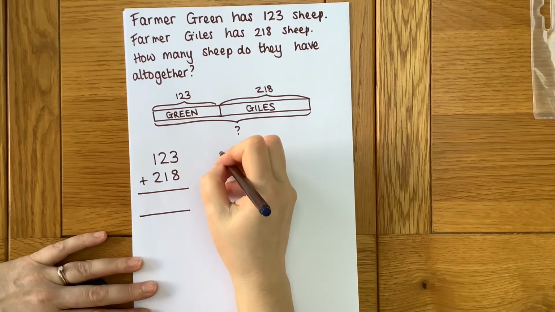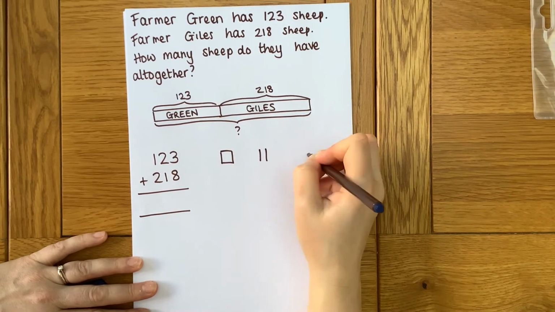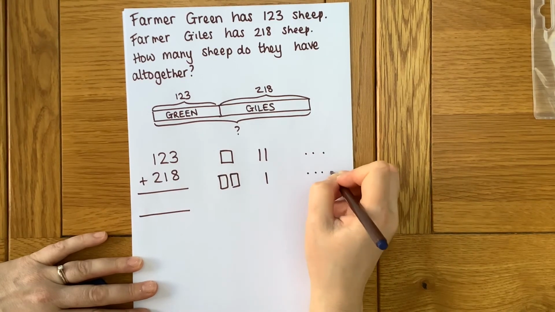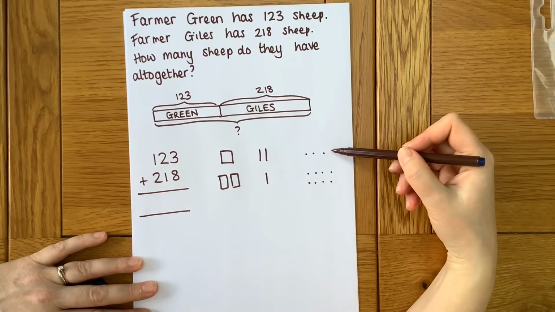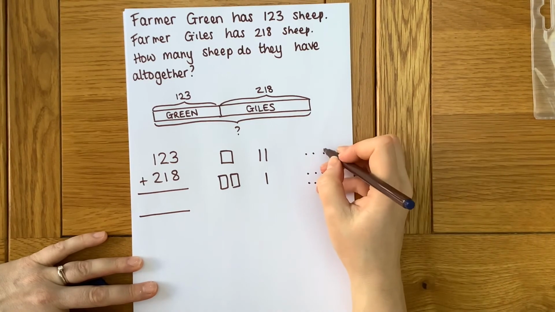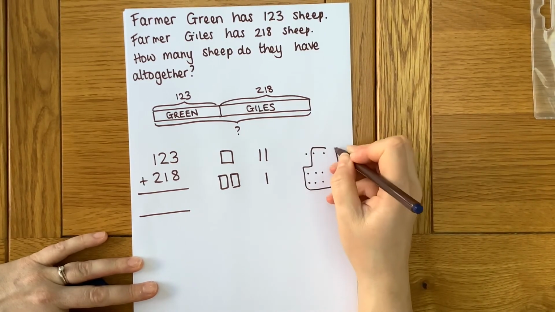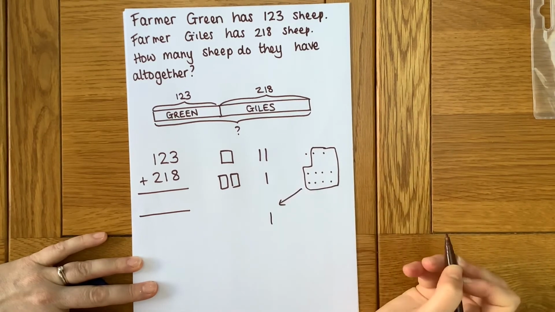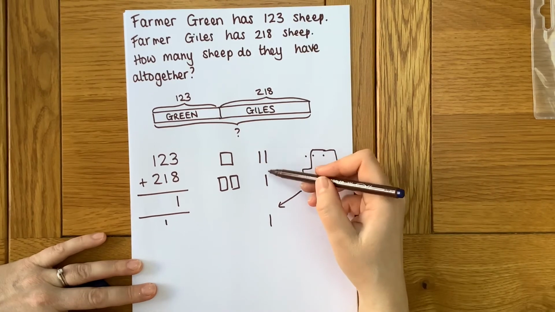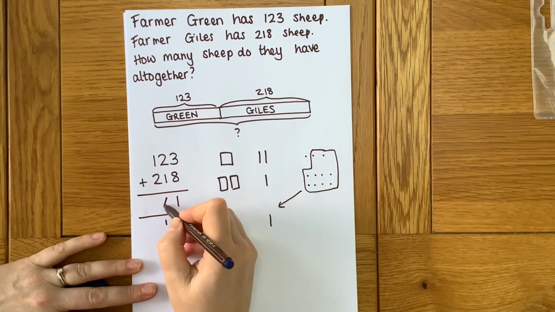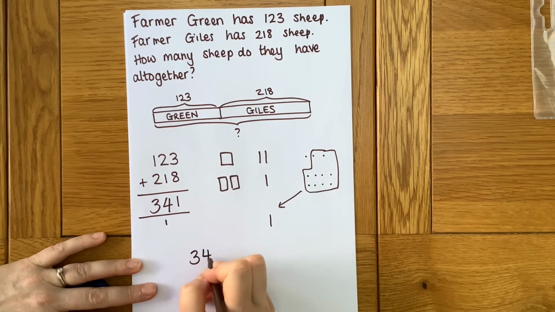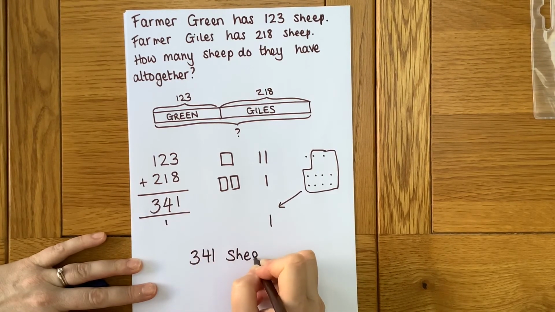So again, I'm going to draw it just to show you that you can always draw to help you do the calculation if you want to. So I've got 123 and 218. I'm going to add my ones first. So I've got 11 ones there all together. So I'm going to regroup those into a 10, leaving 1 one behind and 1 10 there. 2 tens and 1 10 and 1 10 is 4 tens, and I've got 3 hundreds all together. So they have 341 sheep.